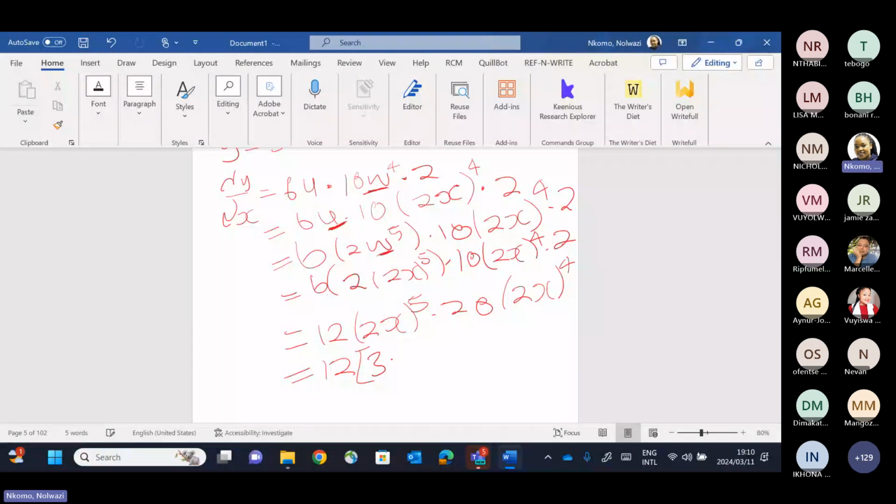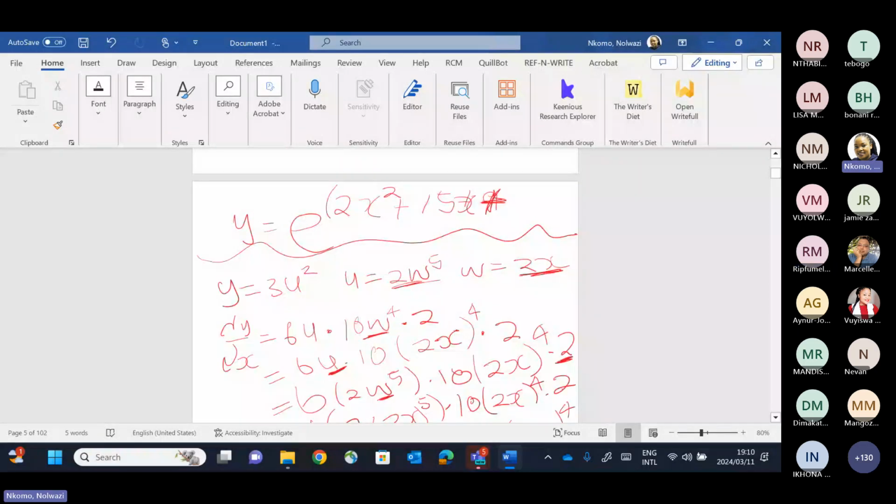Okay, remember here we said this will be dy over du times du over dw times dw over dx. And this part, when we're differentiating, we said the answer is 2. That's why we have 2 here. And then this part is this one, and this one is this one. So that's why we are still multiplying with 2. Everything with 2.